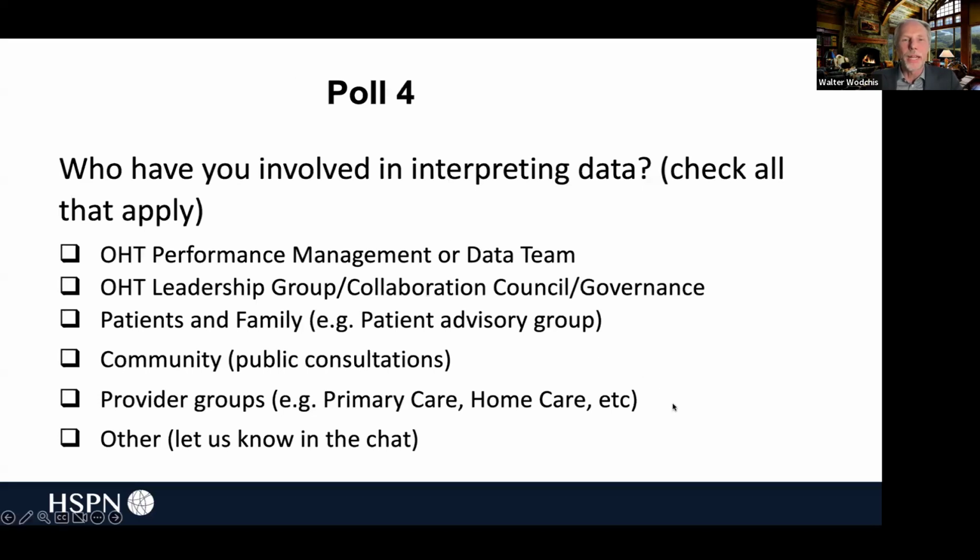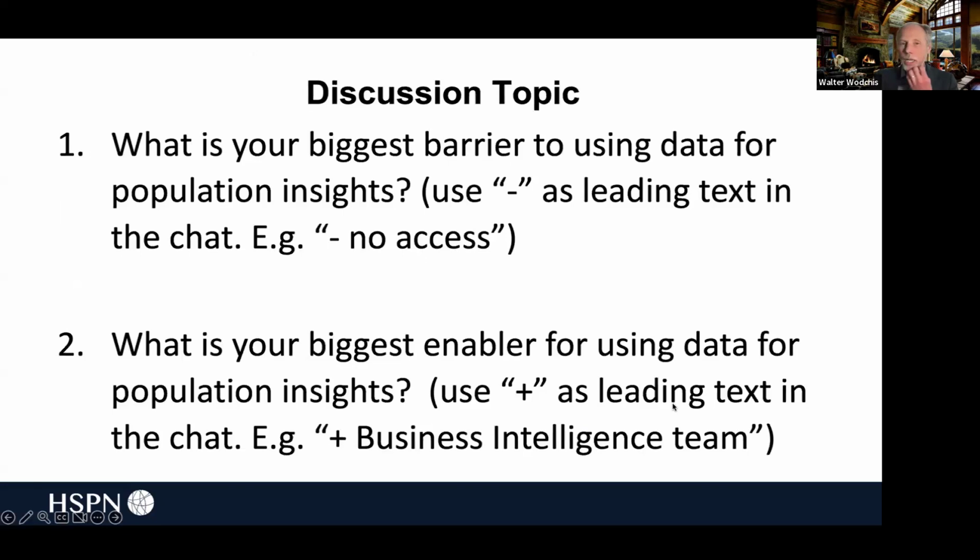So thanks for that. And here are the two questions, and we're going to go right on to have Sarah Grace from South Georgian Bay talk about their use of a different source of data, which is around patient experience.